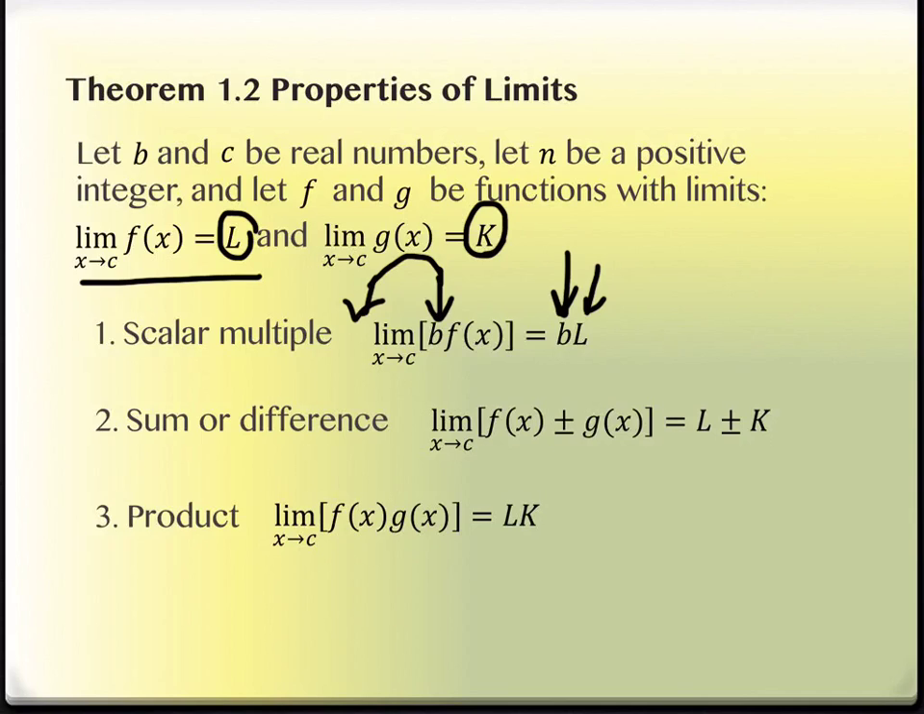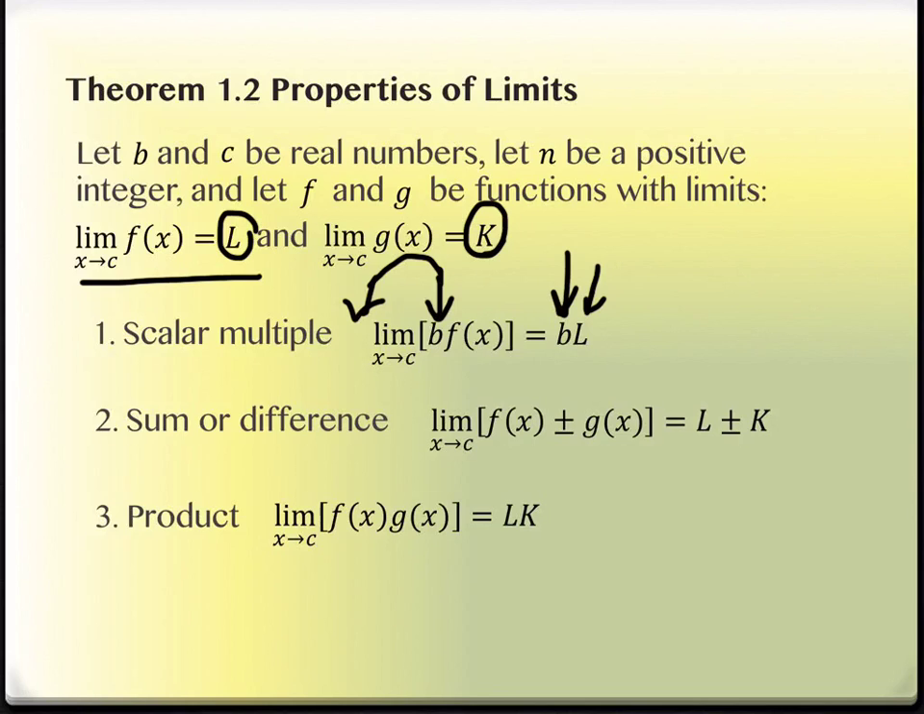Number 2 is fantastic. It's saying that if you add f of x and g of x together, and then you take the limit, it's the same thing as taking their individual limits and adding them together. So you add the L and the K, or subtract them. These are both things that you would want to be true. You would want those features to be easy to work with, and this is basically telling you that they are. It is exactly what you would expect to have happen.